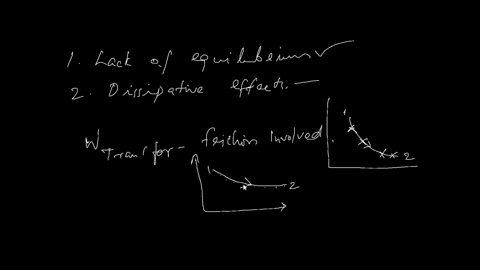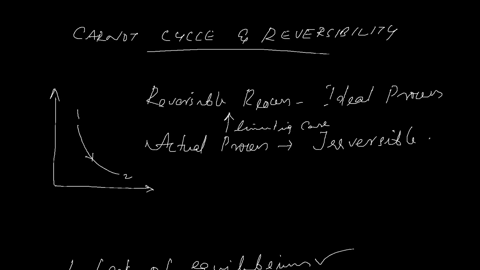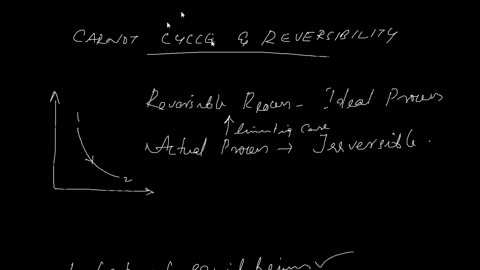And one more condition, there should not be any dissipative effects in any of these states. Dissipative effects in the form of friction or heat losses or work losses, etc. So these are the conditions of a reversible process. Now we move on to Carnot cycle in the next video.